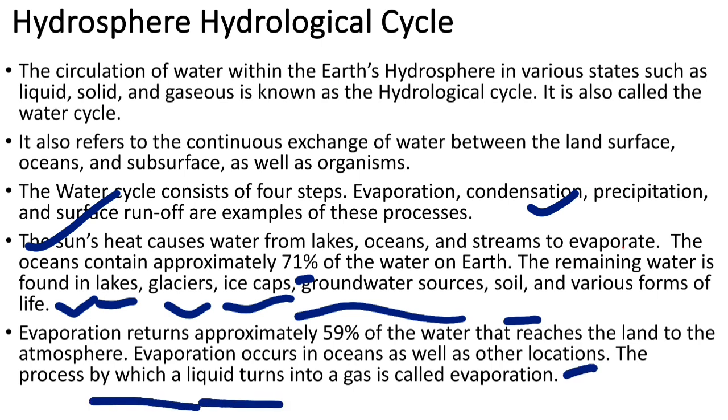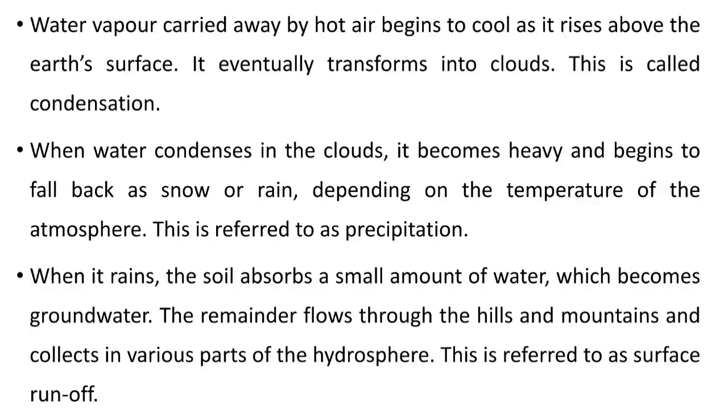The process by which liquid turns into gas is called evaporation, and in this process water finally returns back to the atmosphere. Water vapor carried away by hot air begins to cool as it rises above the earth's surface, and it eventually transforms into cloud when it reaches the sky, and this process is called condensation. This cooling down or this transformation of water vapor into cloud is called the condensation process.